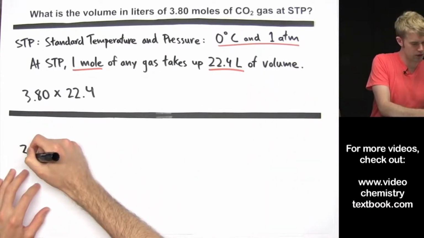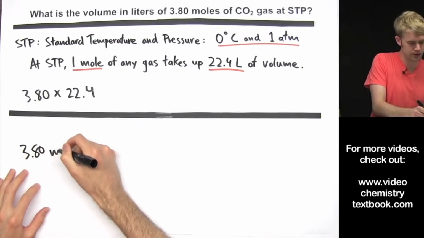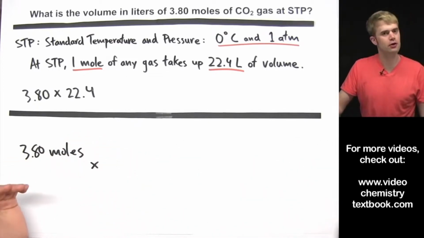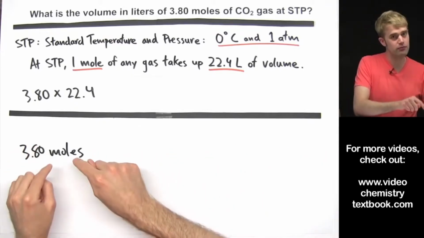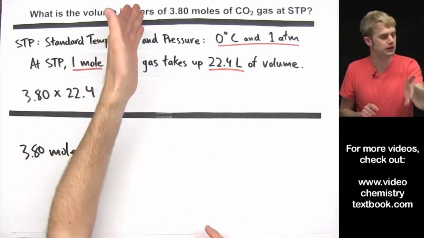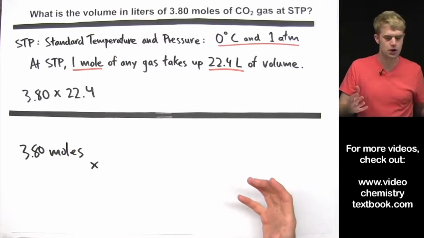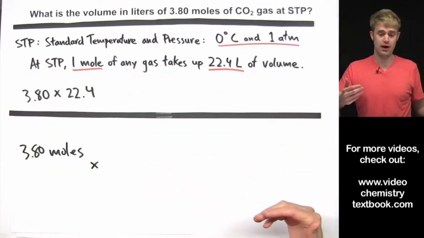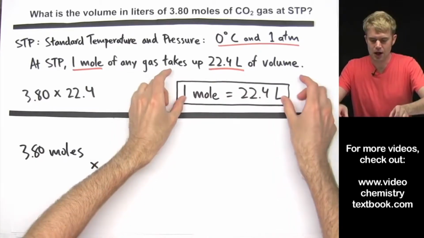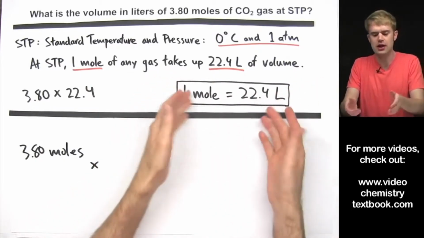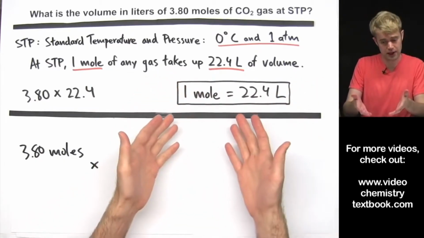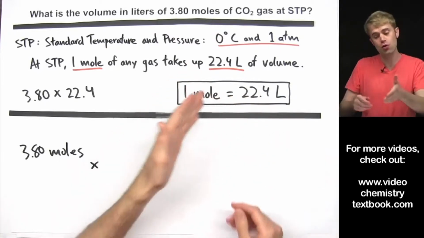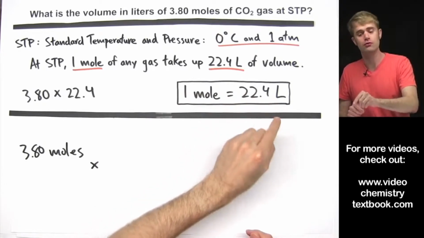We're starting with 3.80 moles. And now we want to multiply this by a conversion factor that's going to get rid of moles and take us to liters, okay? To do this, we're going to want to take this information and write it as a conversion factor. We could sum up this information as an equivalence like this, where we say that 1 mole is equivalent to 22.4 liters, okay?